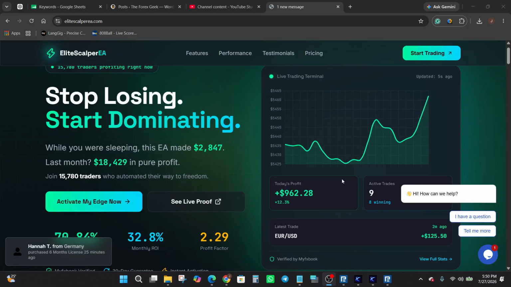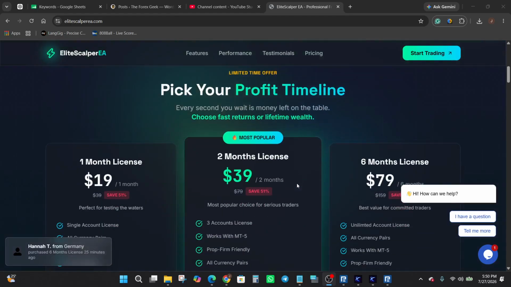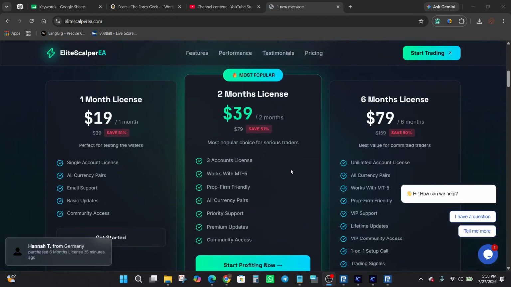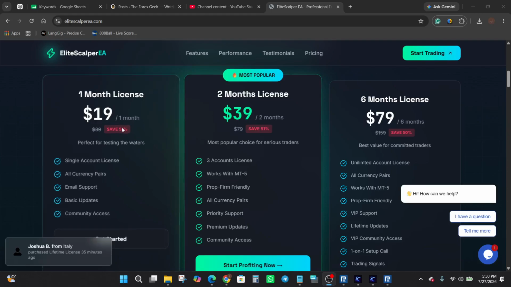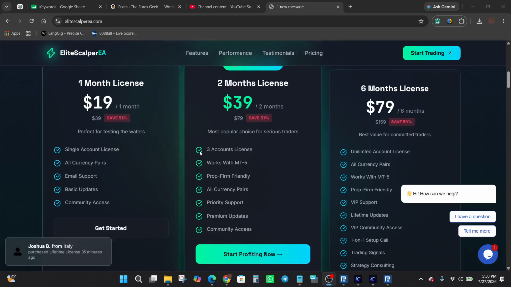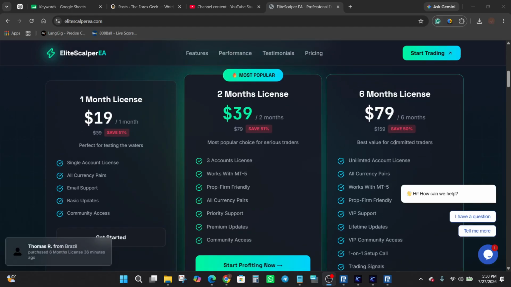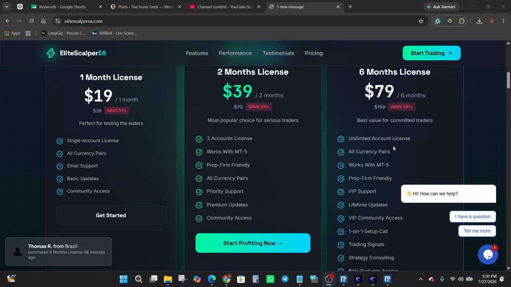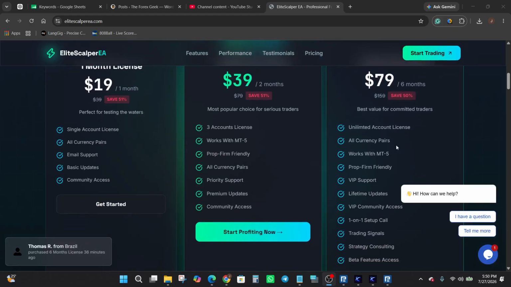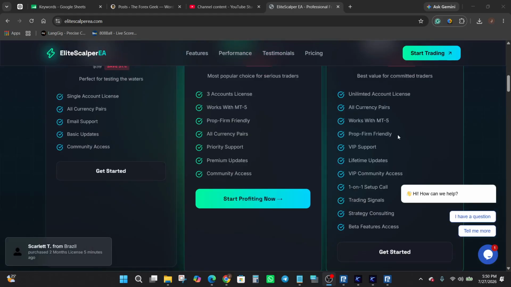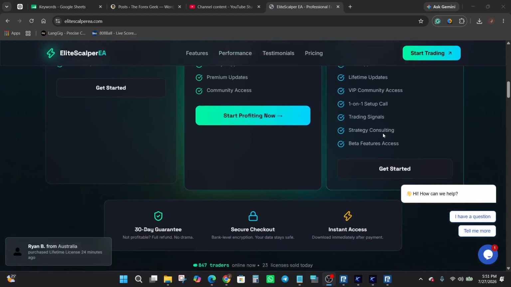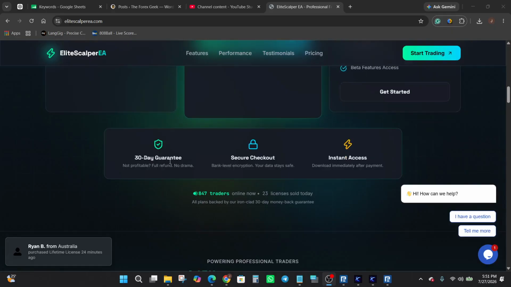So moving further down, we reach the pricing section. There are multiple license options available, starting with a 1-month license and extending to a 6 months license. The higher tier plans include additional benefits such as support for multiple accounts, priority support, community access, and other extras. The website also mentions a 30-day money back guarantee and instant access after purchase.